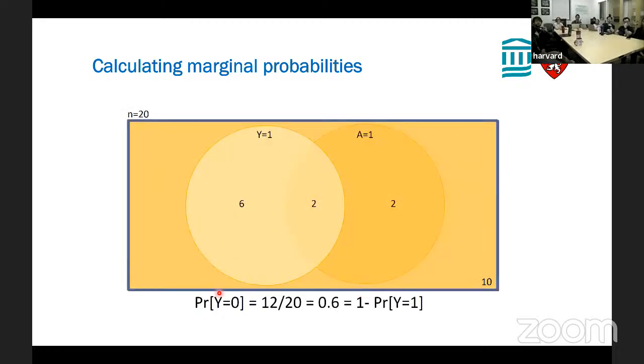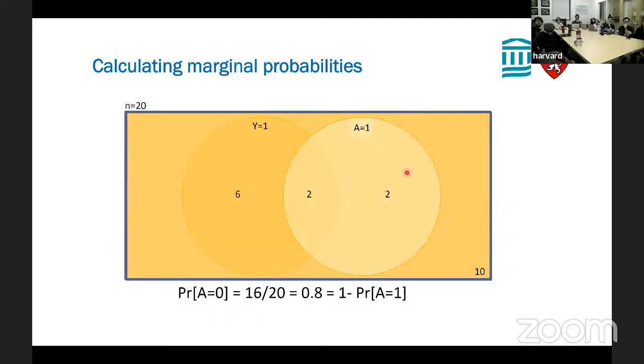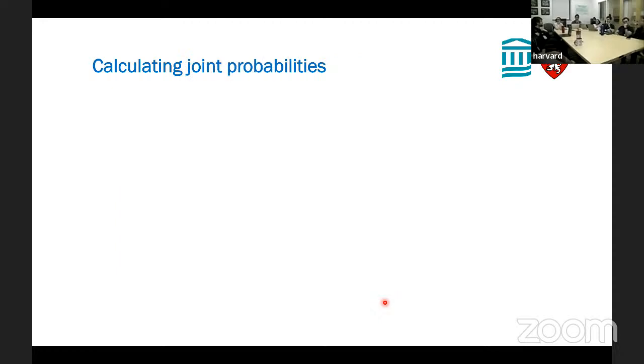The Y equals 0 would be the 12 that you have, because it's all the numbers that are outside the Y set, right? Divided by the total, which is 20. And then you could calculate the A equals 0, which is the same idea, it's the complement, right? That's why you could just use 1 minus the probability of A equal 1, because it's the complement on the set, right? So this is just how to visualize the marginal probability, which is usually very useful for the conditional.